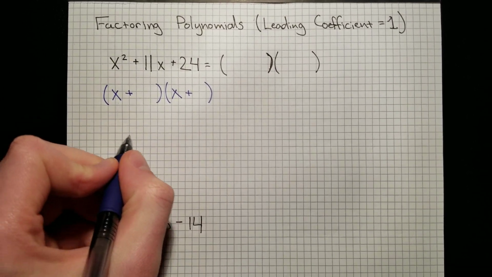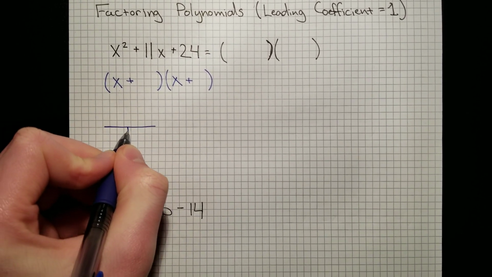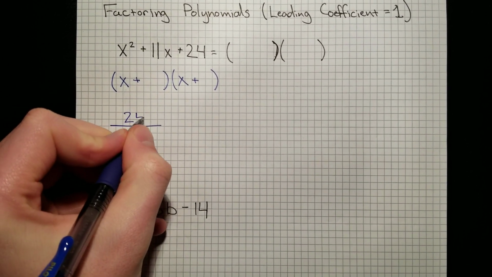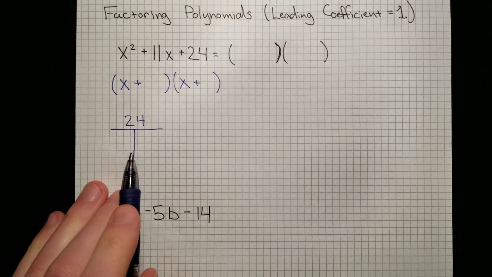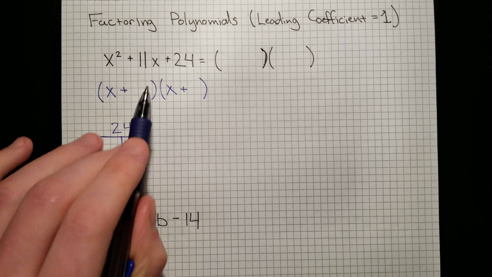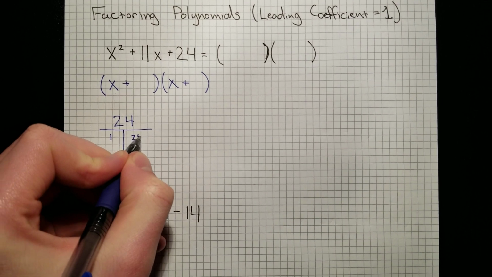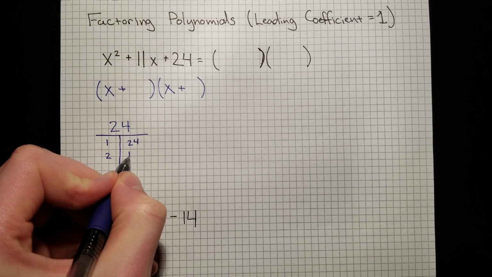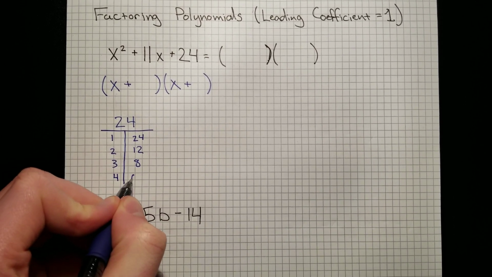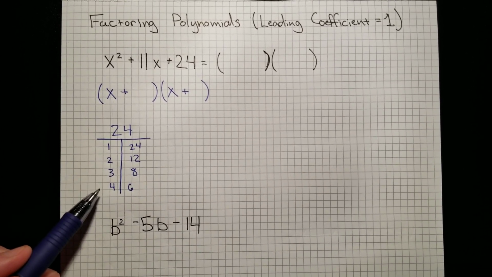Now, it's kind of weird, but a pretty easy way to do this. What we're going to do, I'm going to set up a table, and we're going to use this term at the end, that 24. We're going to write that one on top. Now, we're going to try to find the factors, or the numbers that multiply together to get 24, that would add up to get 11. So let's think about the factors of 24. For instance, 1 times 24, 2 times 12, 3 times 8, 4 times 6. Those are all the ways you can break down the number 24.